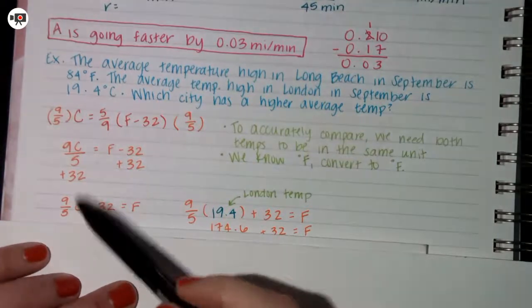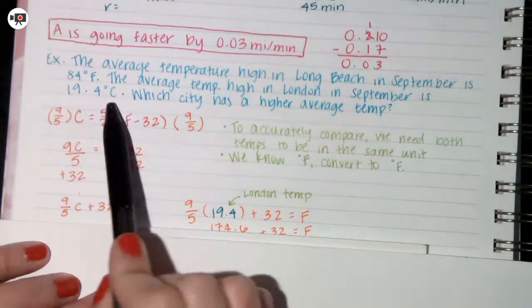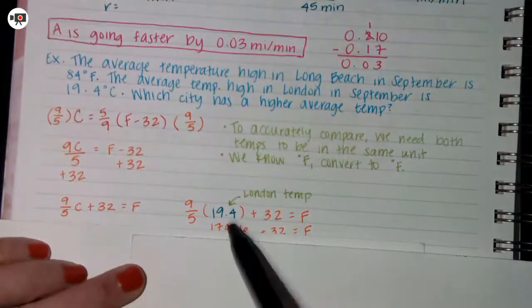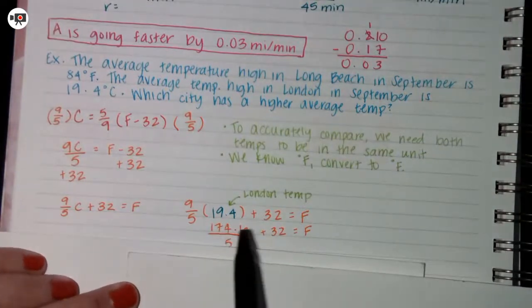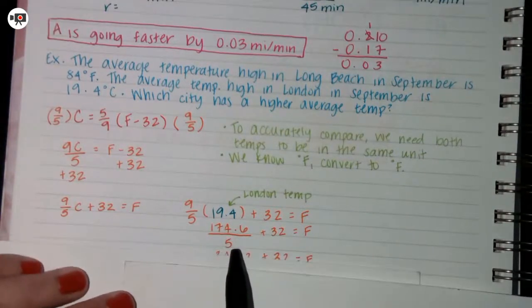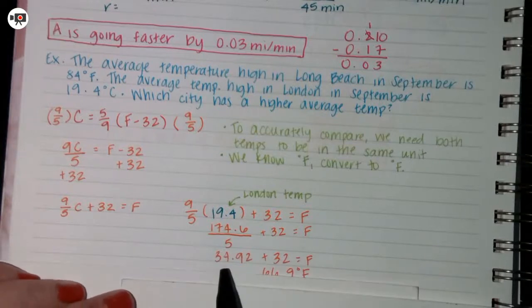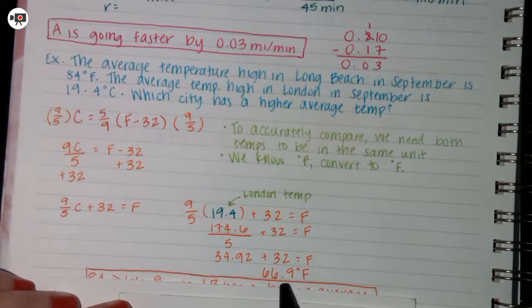Now for this C, I'm going to take this Celsius for London and plug it in. Then I got 174.6 divided by 5, which is 34.92 plus 32 is 66.9 degrees Fahrenheit.